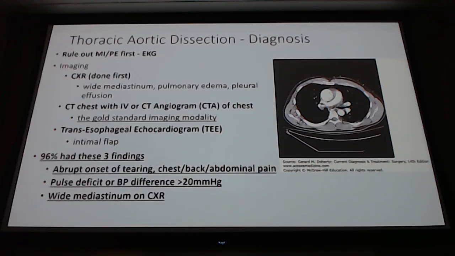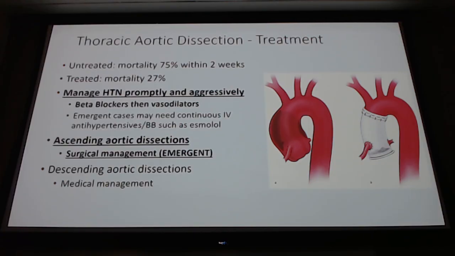All right, so I would know these three things. If you have a patient with abrupt onset of tearing chest, back, or abdomen pain, pulse deficit or BP difference between arms of greater than 40 millimeters of mercury, and a widened mediastinum on the chest X-ray, 96% chance they have a thoracic aortic dissection. So, thoracic aortic dissections are pretty morbid. If left untreated, within 2 weeks, 75% of patients will die.